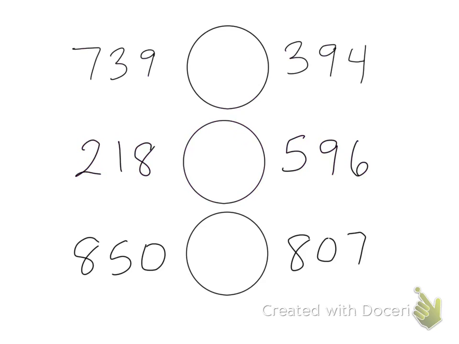Okay, here I have the number 389. What is the value of the digit 3? Well, the 3 is in the hundreds place, so it is worth 300. The 8 is in the tens place, so it's worth 80. And the 9 is in the ones place, so it's worth 9. Okay?